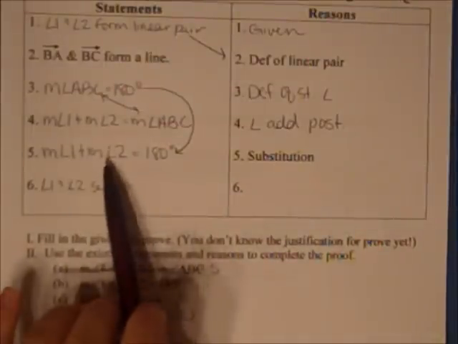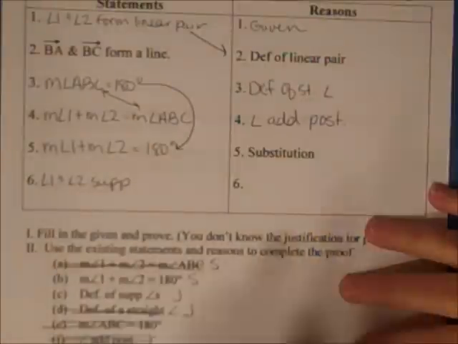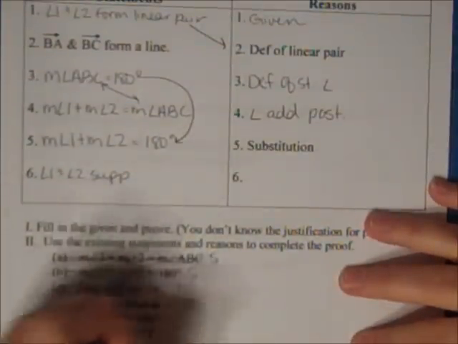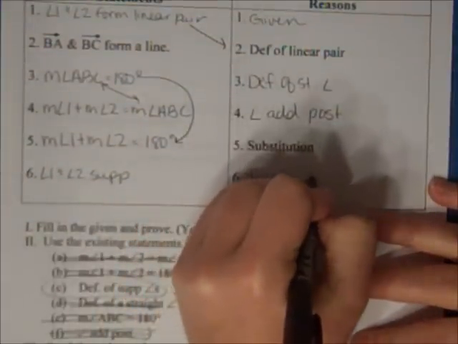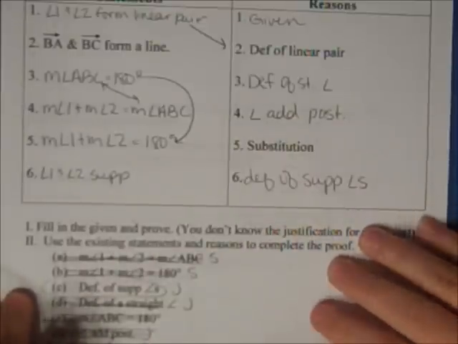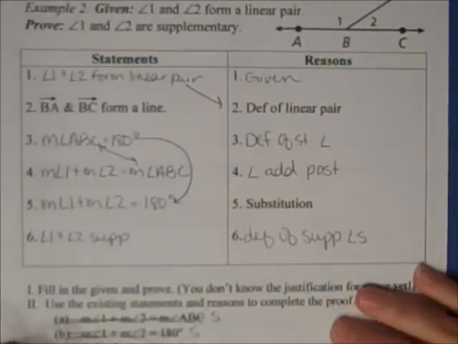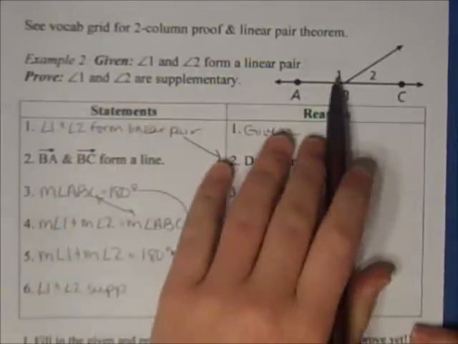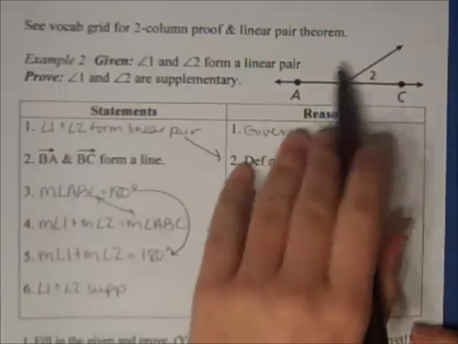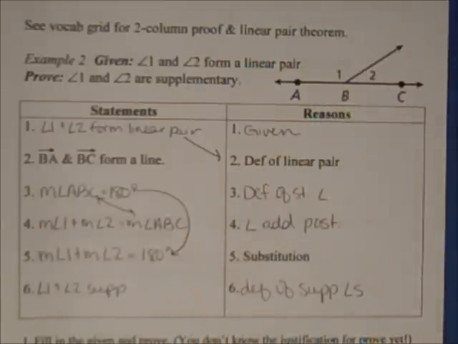Well, if 1 plus 2 is equal to 180, we know that means they're supplementary, because that is the definition of supplementary angles. Okay, so you should go back through and reread this proof and make sure it makes sense. Now, as you can tell, 1 and 2 form a linear pair, so they must be supplementary. You can look at this picture and see that in 5 seconds.